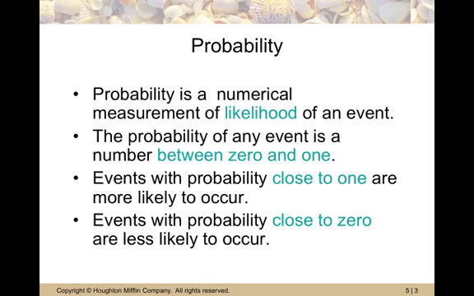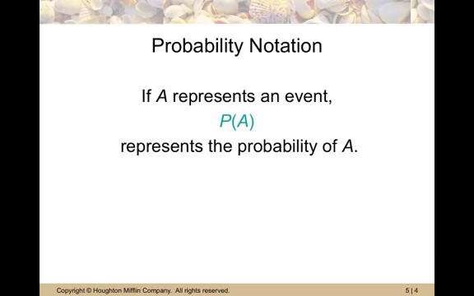So probability, what is it? Probability is a numerical measurement of the likelihood of an event, the chances that it will happen. Probability of any event is a number between 0 and 1. So if it's impossible, it is 0. If it's absolutely certain, the probability is 1. So events with probability close to 1 are more likely to occur, and events with probability close to 0 are less likely to occur.